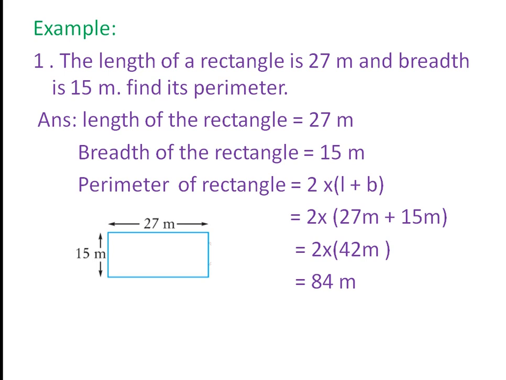No problem, I will give more examples on the perimeter of the rectangle. This is the perimeter of the rectangle, one small example. In this chapter formulas are very important. The perimeter of the rectangle formula and those are all very important for this chapter.